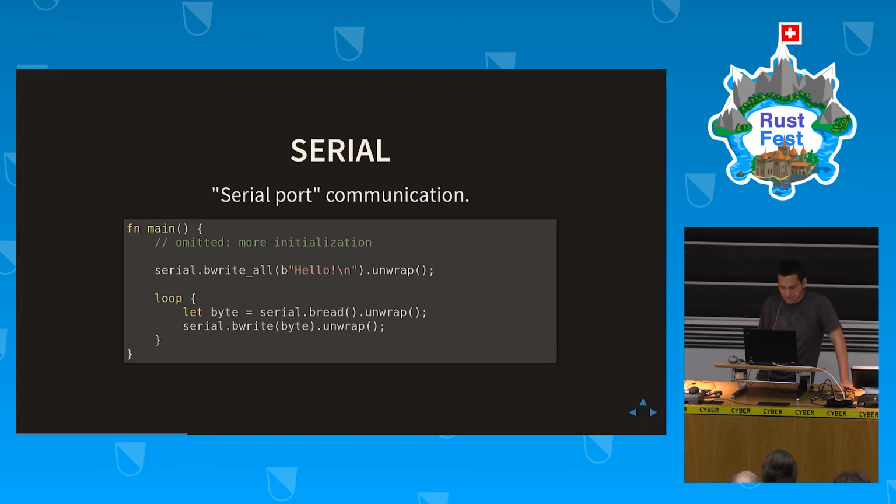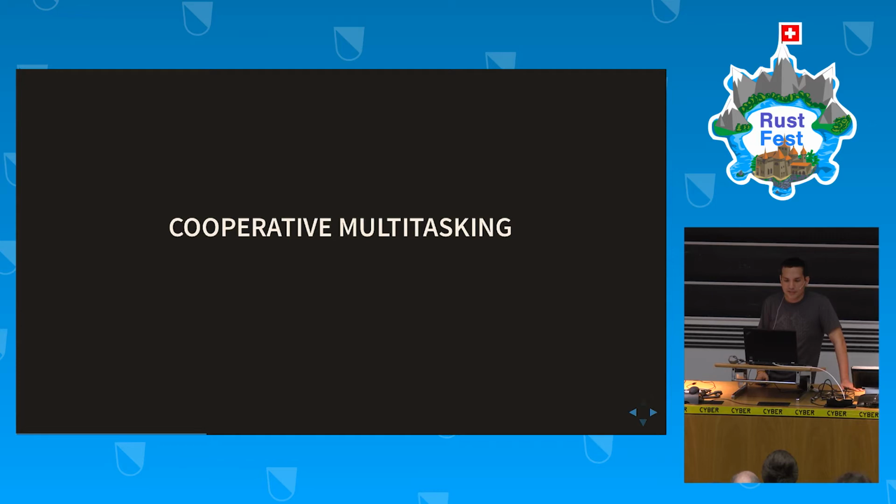Now we can move on to concurrency. Let's say that we want to run these two previous programs at the same time. So we want to create a new program that runs the two previous tasks concurrently. We can use an approach which is called cooperative multitasking using generators.